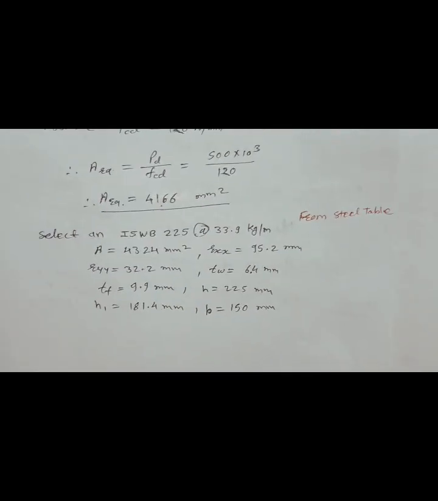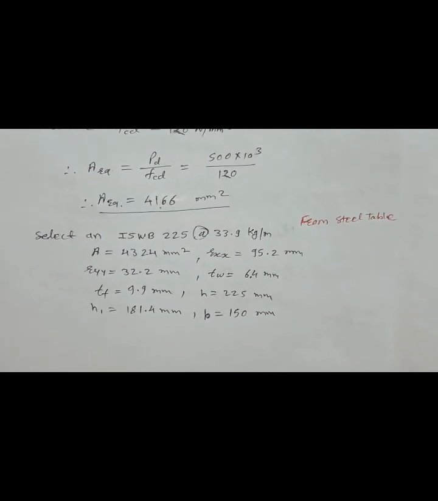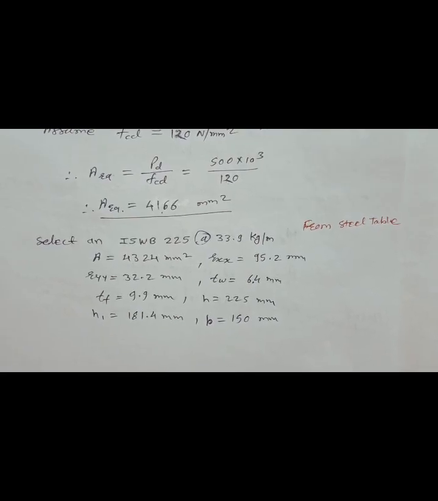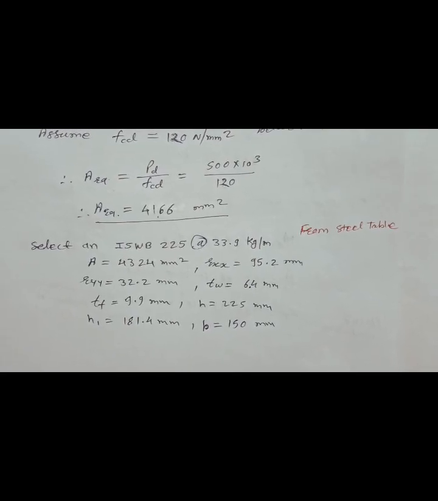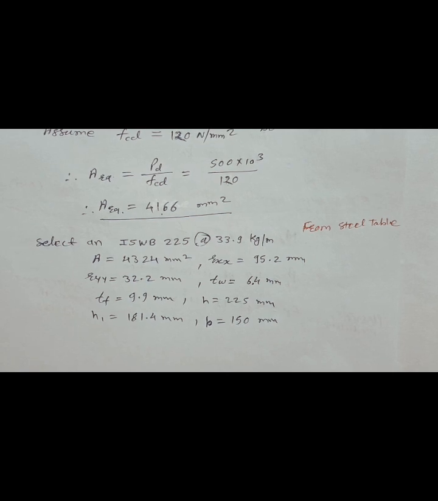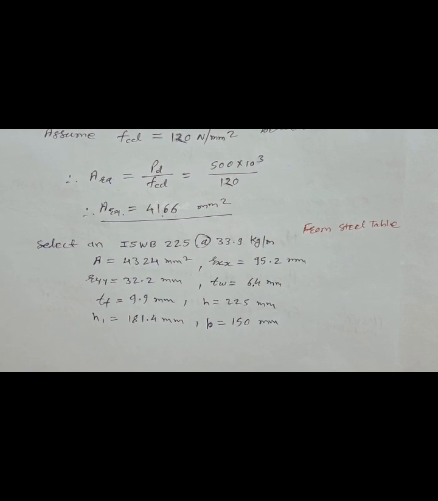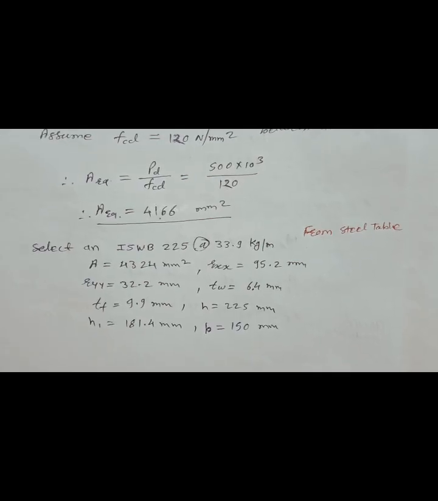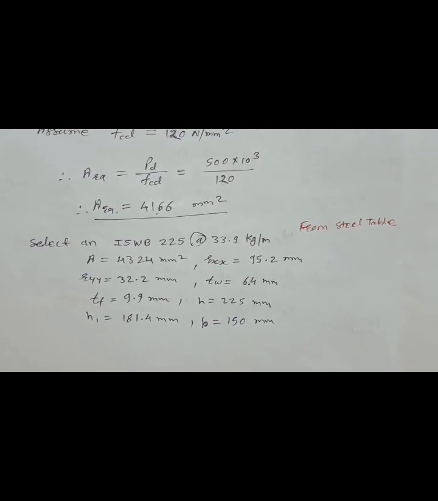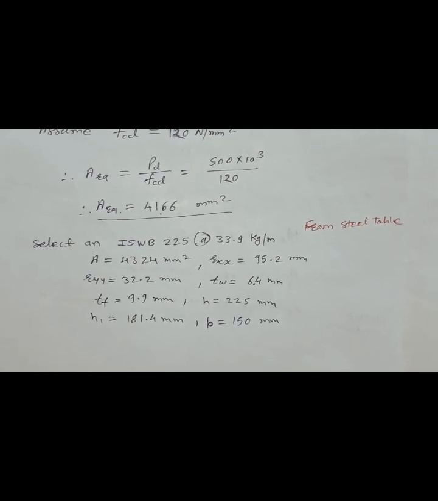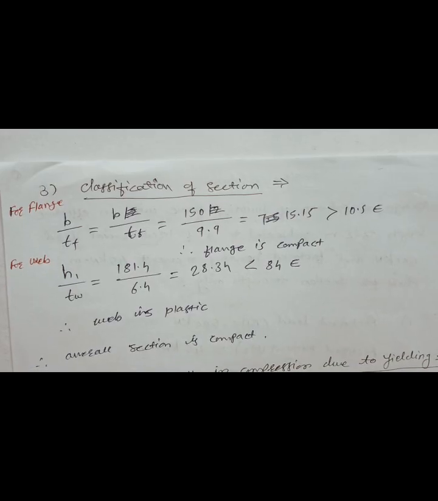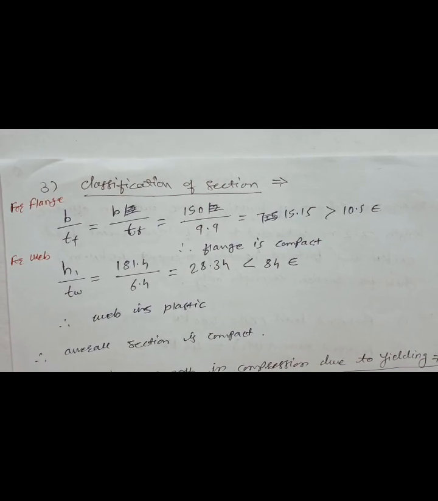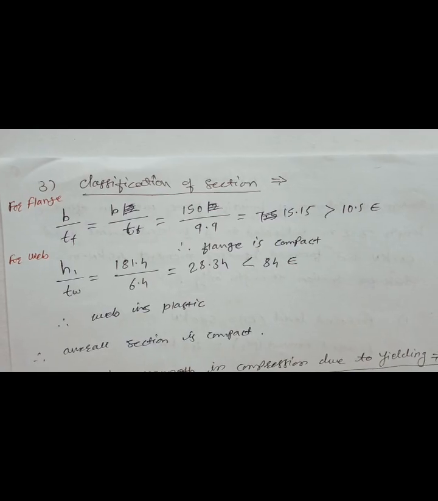And after that, from the steel table, we can select the ISWB 225 with a weight of 33.9 kg per meter, with area just greater than the area required, and also write down all the properties of that section. After selecting the section, we have to calculate the classification of that section for flange and web.